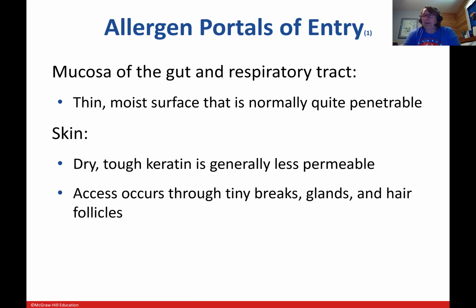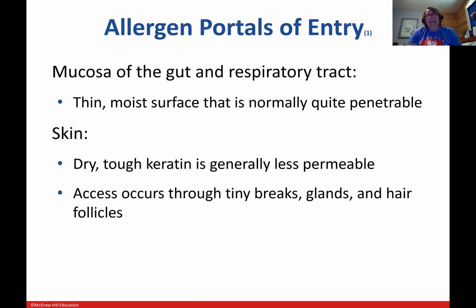Okay, so portals of entry of allergens are primarily the mucosa of the gut, so you generally eat it or you breathe it in the respiratory tract. And part of the reason is that these are thin, moist surfaces that are penetrable, because the job of the lungs is to do gas exchange, and the job of the gut is to digest and allow the absorption of food. And so these allergens are kind of taking advantage of these normal processes, and this is how you end up being exposed to these allergens and how you end up reacting to them.